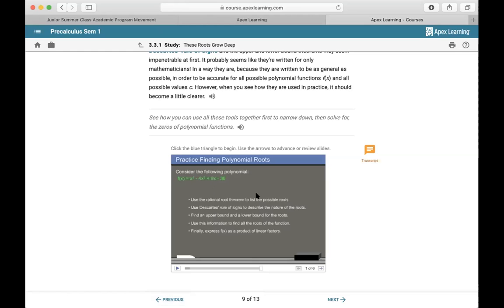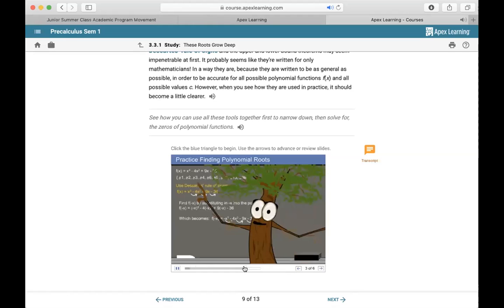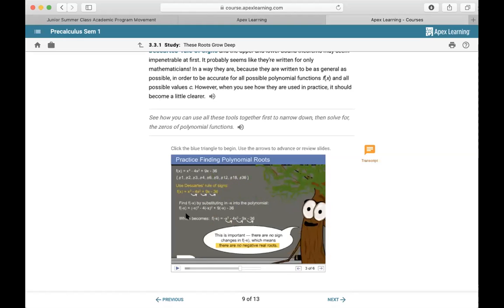Since it had no negative, when we plugged in for f of negative x, we found out that it was negative, negative, negative, and negative. There was no sign change, so there are no negative real roots. And what we mean by real is, again, a number that is not imaginary.